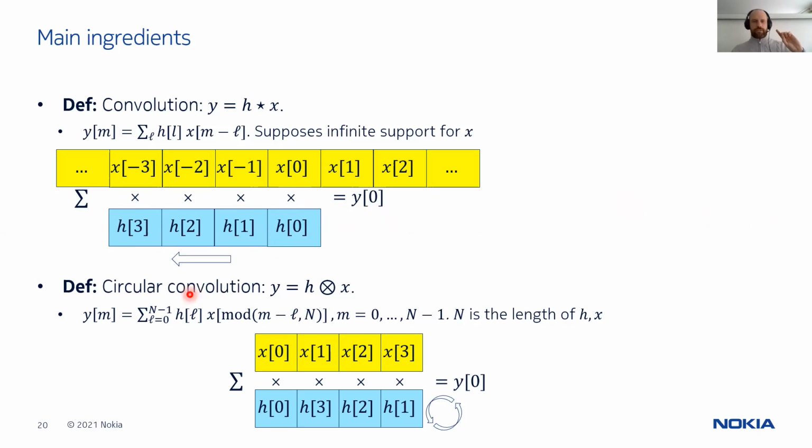What is now circular convolution? And you will see that this is basically what we need. So the channel gives us for free, let's say, the convolution. What we would like to have is the circular convolution. You will understand why later on.